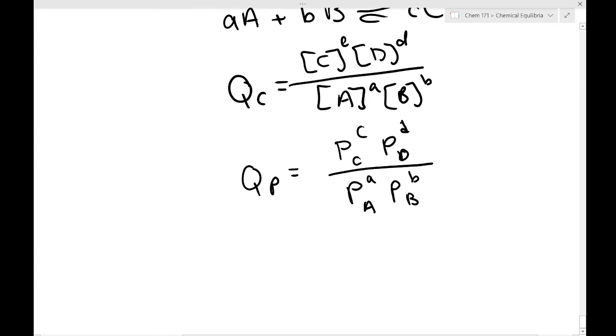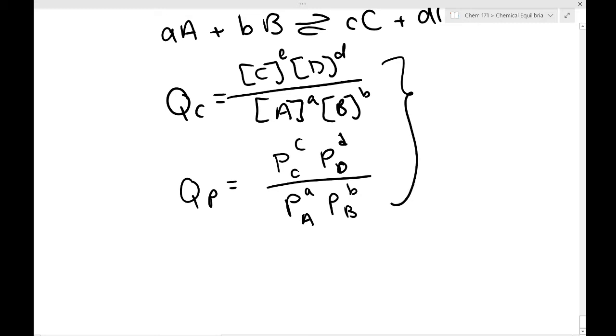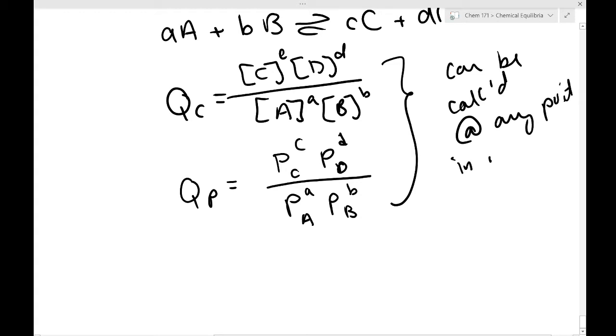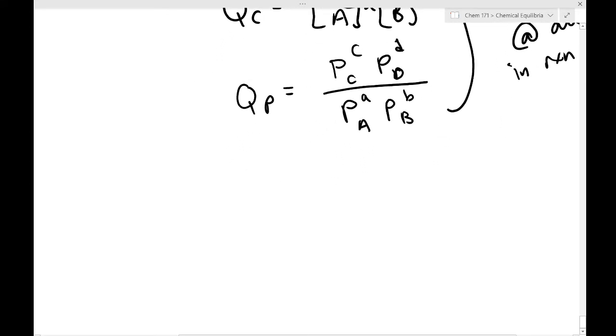Okay, and these two can be calculated at any point in the reaction, not just at the equilibrium like Kc or Kp. So this can be calculated at any point, and I guess you might be asking yourself, why would you calculate this at any point other than the equilibrium? Well, there's a very good reason for it.